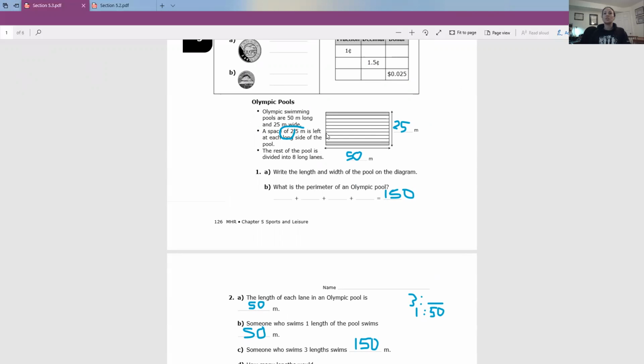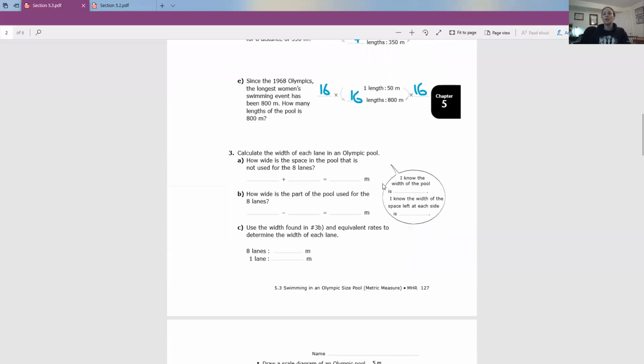They told us it was 2.5. Okay. So we know that it is 2.5 on one side and 2.5 on the other side. Take a second, add that up, and get the total. You should have gotten 5. Okay. We knew that the width was 25, and the width of the space at the left side is 2.5.